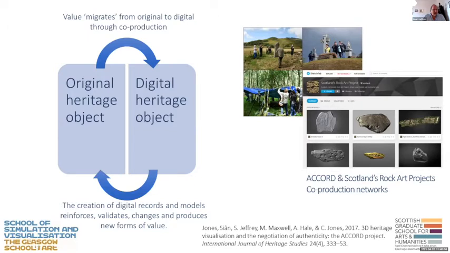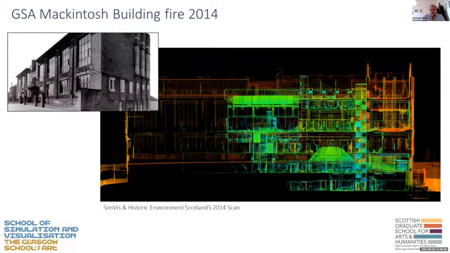But moving on to my main case study, we have, unfortunately, a calamity in 2014. As we know, the Macintosh building of the Glasgow School of Art was quite badly damaged in a fire. Almost immediately after that, in fact, absolutely immediately after that, there was a large laser scanning exercise undertaken by SimVis in partnership with Historic Environment Scotland. And the main image there is a cut plane image through that laser scan of the entire building, and you can see most of the damage over there in the right of the image.